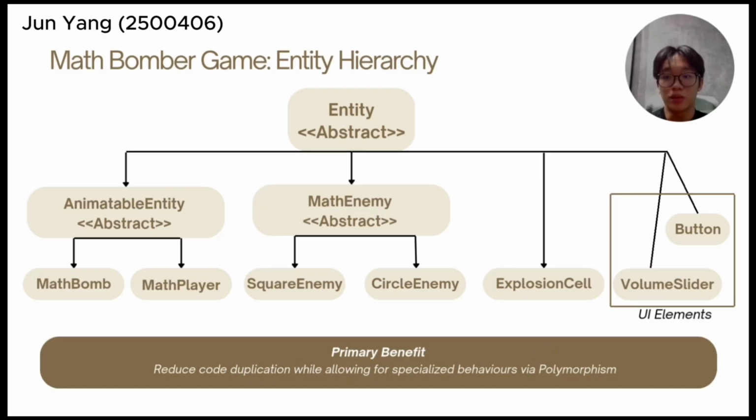Every game object inherits from the abstract entity base. Animatable entity adds animation, giving us math bomb and math player. Next, math enemy defines shared enemy behavior, giving us square enemy and circle enemy. Lastly, explosion cell and the UI elements like button and volume slider connect directly to the entity itself. The key benefit here is that shared logic is written once and polymorphism handles the rest.